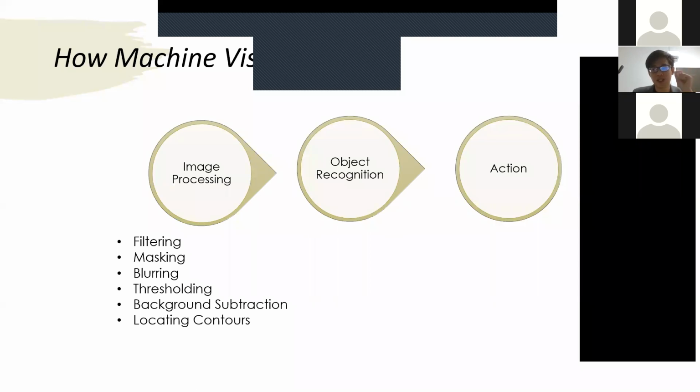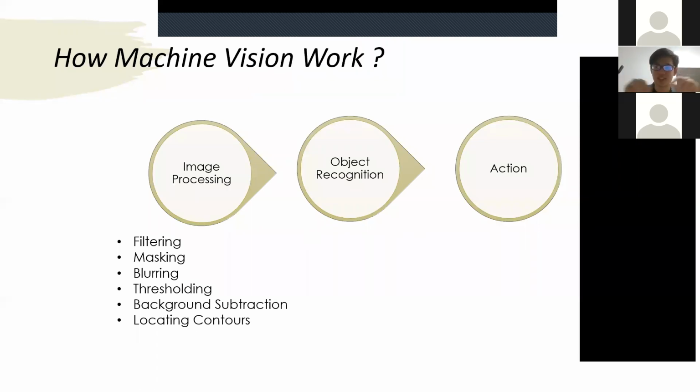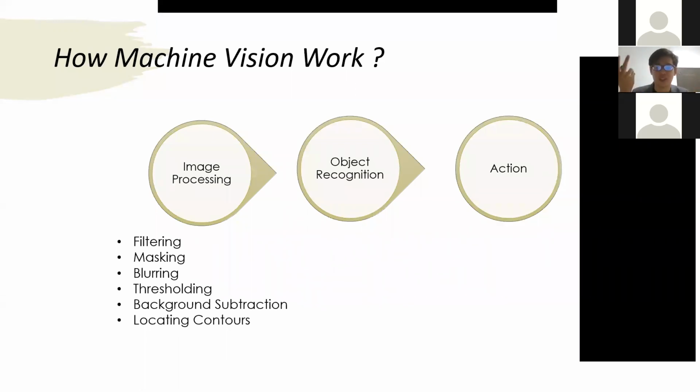So what is a contour? You can think of it as a parameter, like the circumference of a circle. The shape of the object is what we call the contour in image processing. So this is what we are going to cover today.